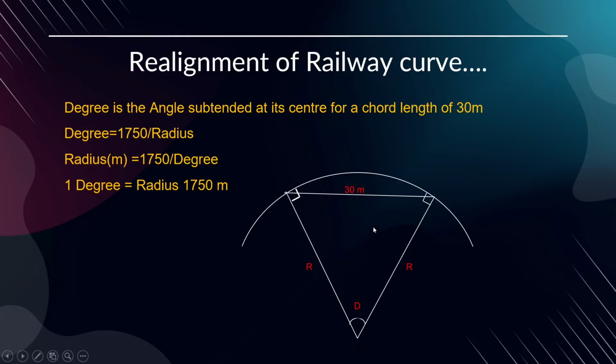For example, 1 degree equals 1750 meter radius. That means if the radius of the curve is 1750 meter, the angle subtended at its center will be 1 degree. That is how it is defined. Based on that, we have the relation: degree equals 1750 divided by radius, and radius equals 1750 divided by degree. These are the relations between the degree and the radius. This is how we got it.